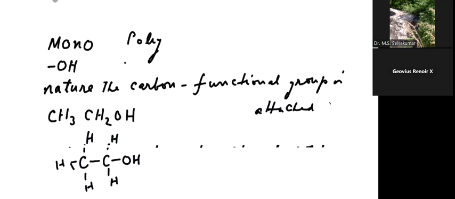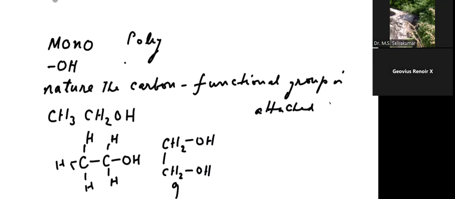I write another alcohol, CH2OH, CH2OH. This is a dihydric alcohol because 2 hydroxyl groups are found. Dihydric alcohol. This alcohol is called glycol.